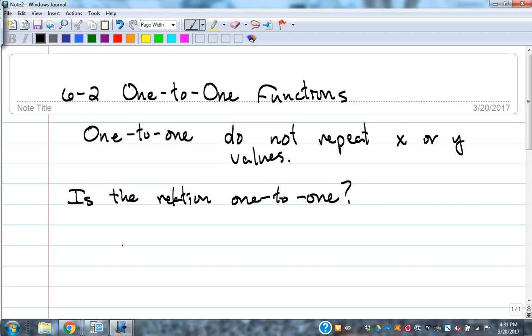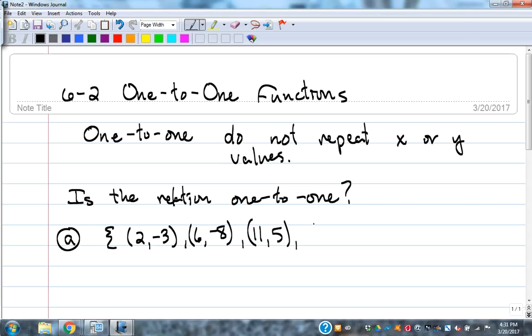So let's answer this kind of question. One-to-one, and we're dealing with a set of ordered pairs. So that's a relation, a set of ordered pairs. So let's say we had (2, -3), (6, -8), (11, 5), and (15, 1). And that's our set of ordered pairs. Is that a one-to-one relationship? No x values repeat and no y values repeat. So for this particular set of ordered pairs, it is one-to-one. So that'd be a yes.